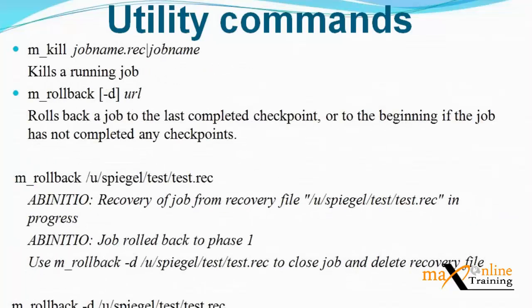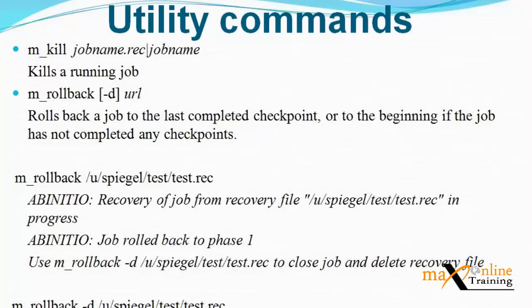And next one is job recovery. If you want to kill a particular job, you can use the kill command in Unix and specify the process number, and that will kill the particular process. Similar to that, we have the m_kill command, which we can use to kill a particular job which is running. For m_kill, we have to specify the recovery file or the job name.